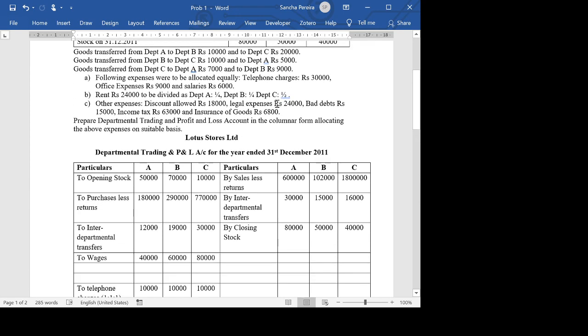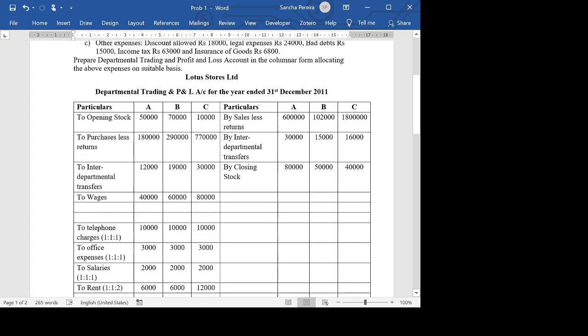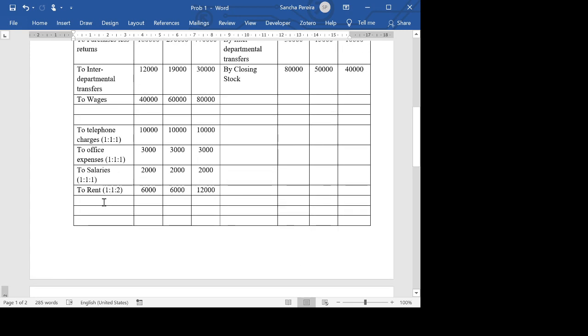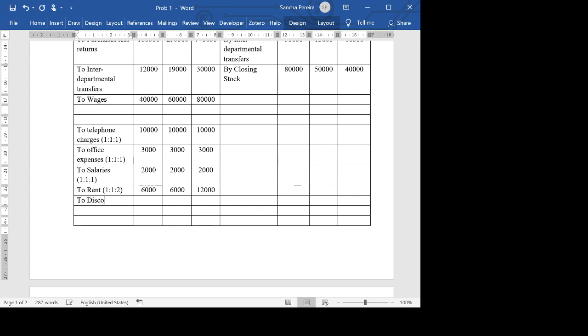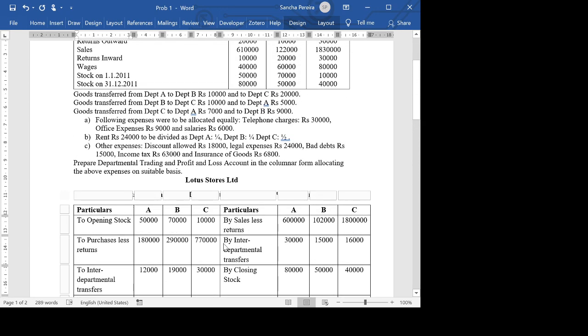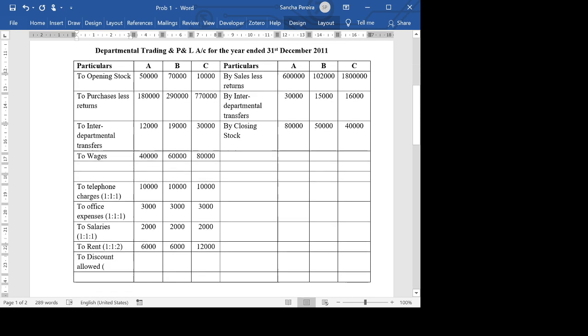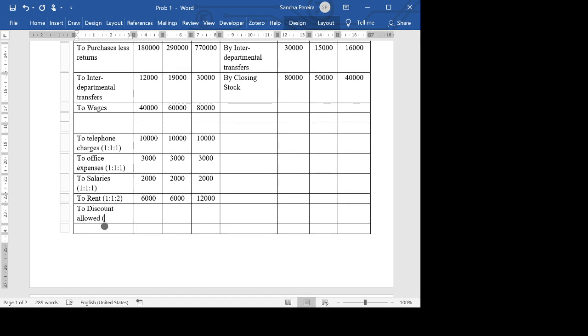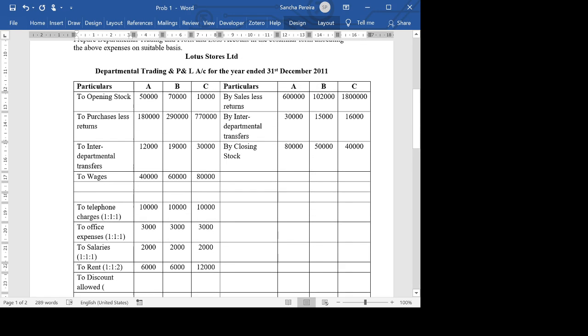Next thing is other expenses, discount allowed, 18,000. Now discount allowed has to be on the basis of sales, always the net sales. Now what are the net sales here? If you check the ratio, 6 lakhs, 1 lakh 2,000, 1 lakh 80,000.